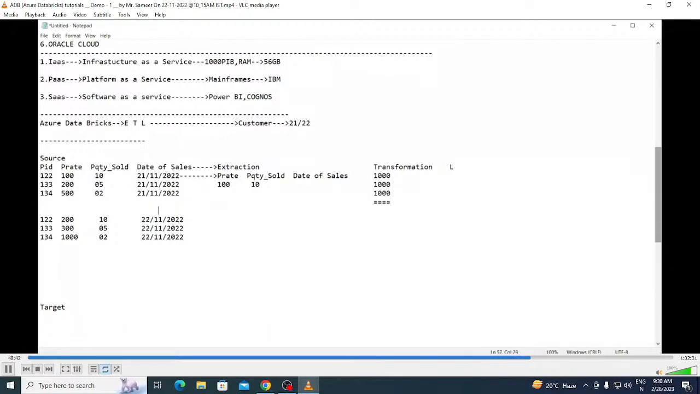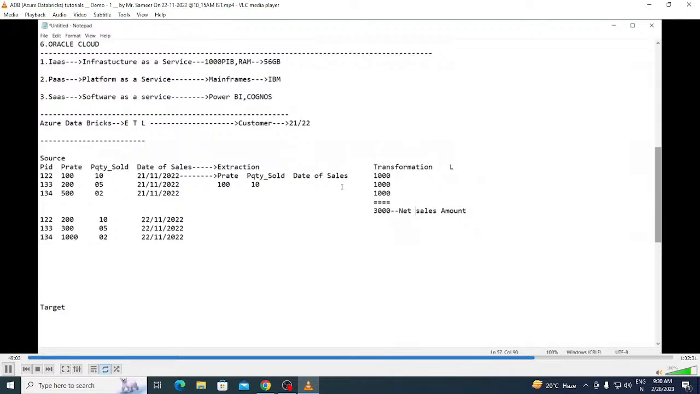It is 3,000. So can I say here that 3,000 is the net sales amount? Am I right, everyone? So you are doing this under the process of transformation. Now, it is done for the 21st day.